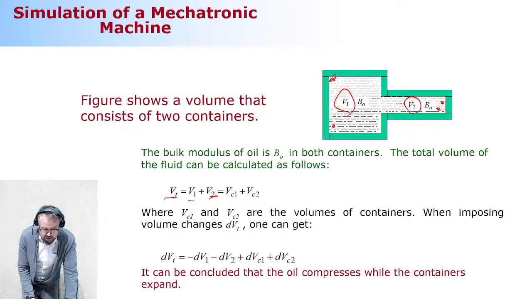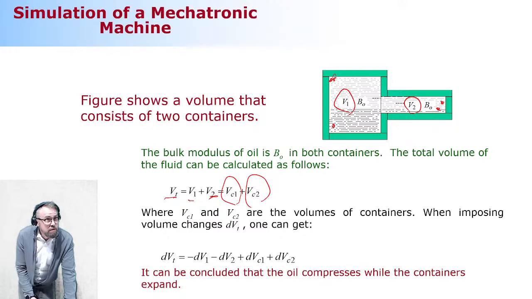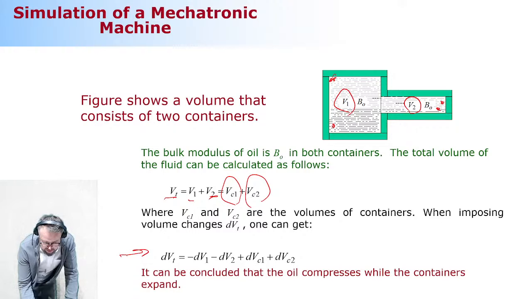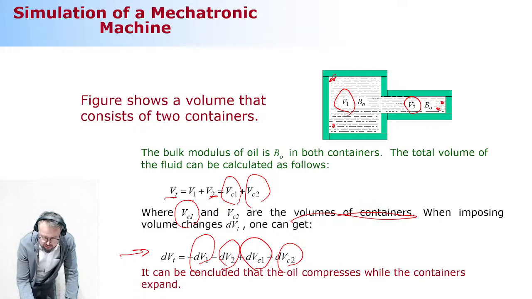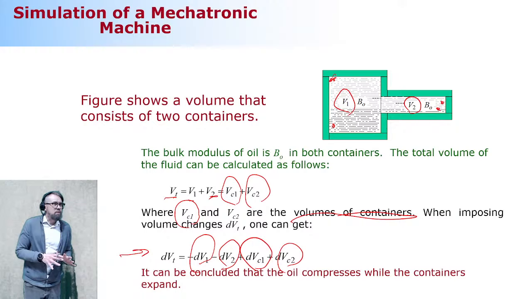Fluid inside of these volumes will be this one and this one. This is how much oil they have in these containers. Now if I introduce the volume change, what's going to happen is that the fluid inside of the volumes gets smaller, but the containers get bigger. I think that was unclear in the beginning. So this VCV, this one here, is the volume of the containers. The containers are getting bigger. They will expand, whereas the fluid will get smaller. Okay? All right, so this is what happens.